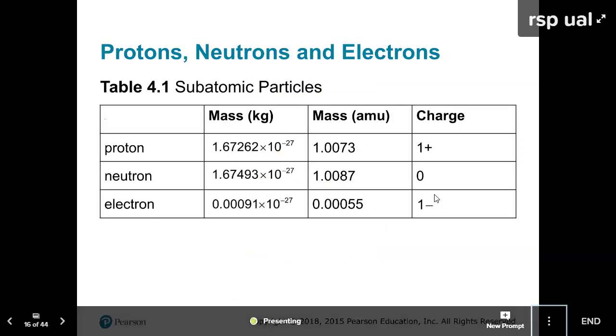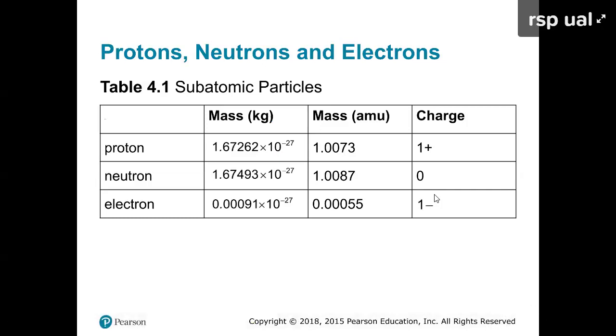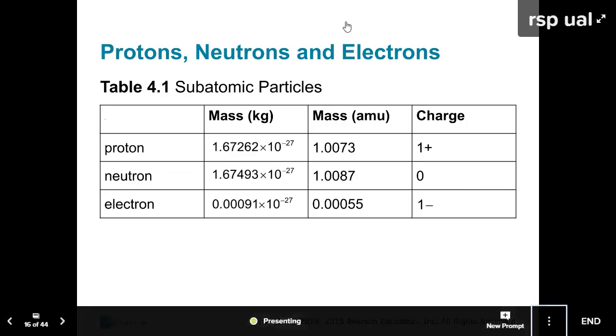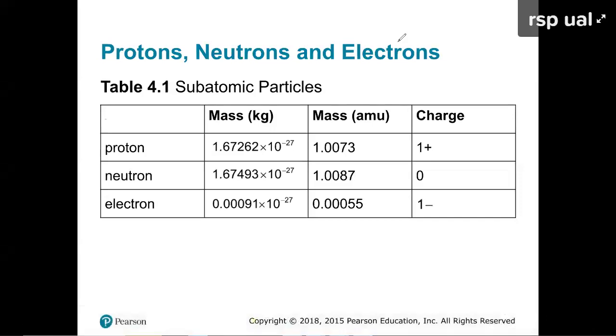We can summarize what we call the subatomic particles. That is the protons, neutrons, electrons, the things that make up an atom. We can summarize them with this table. And to this table, I would actually add one more thing. So when it comes to these masses, you can see that we have the mass of the proton, neutron, and electron in kilograms.